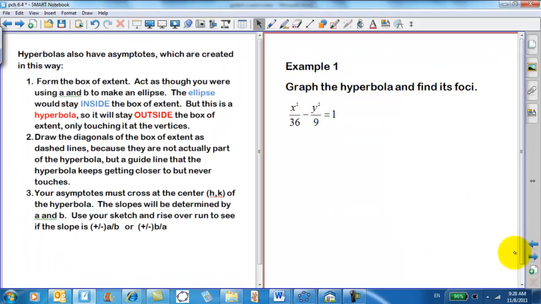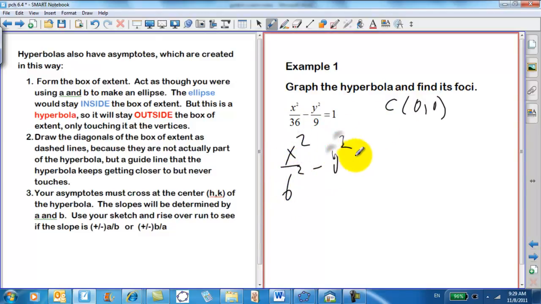Now, let's graph this hyperbola and find its foci. This one conveniently doesn't have any shifting off the center, so the center is just at 0, 0. And we can write this as x squared over 6 squared minus y squared over 3 squared equals 1. And let's come up with a decent graph for this.